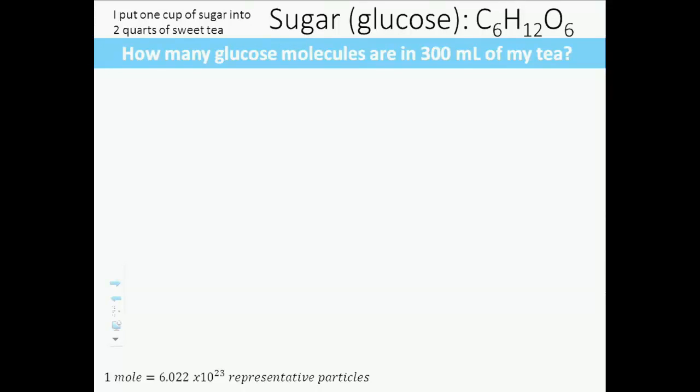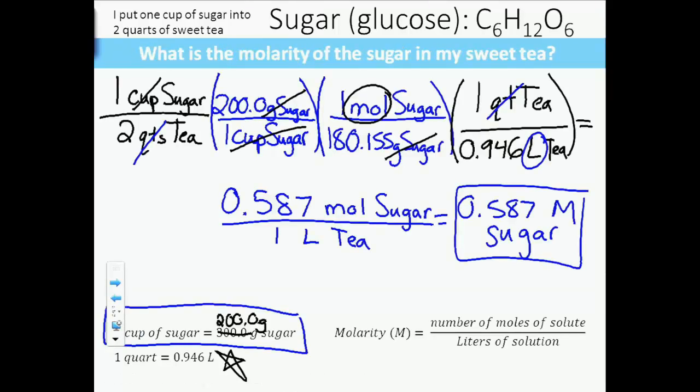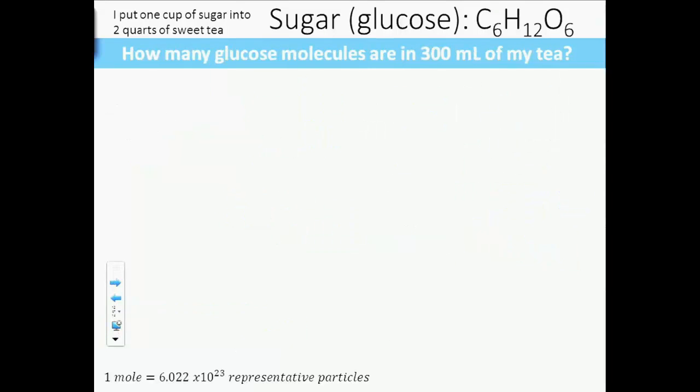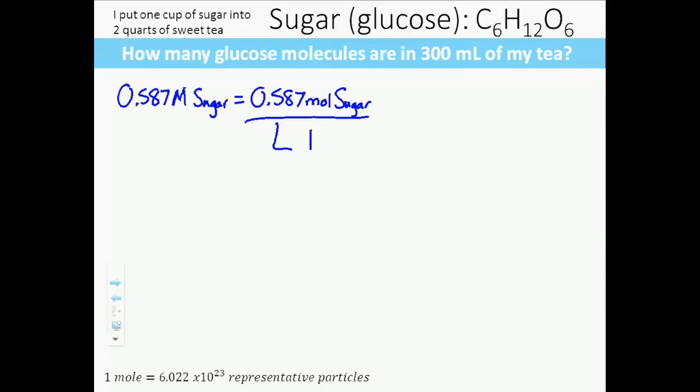So we're going to do a little something different. We're going to start out with the molarity. So if we start out with our molarity, 0.587 moles, molarity of sugar. Remember, that equals 0.587 moles of sugar per liter of tea. So if we start with that as our starting part, we then can figure out per 300 milliliters.